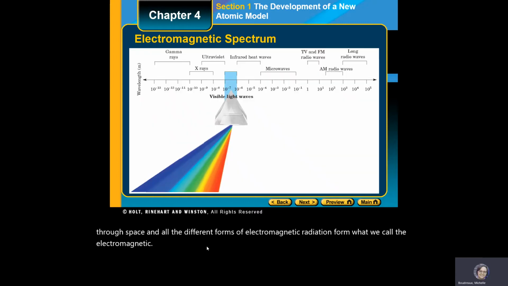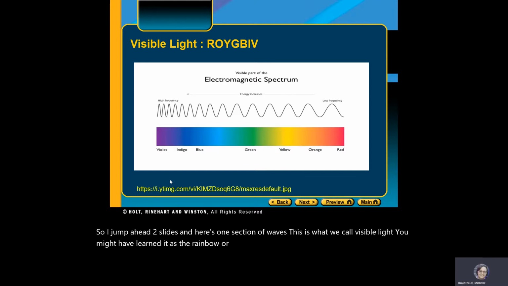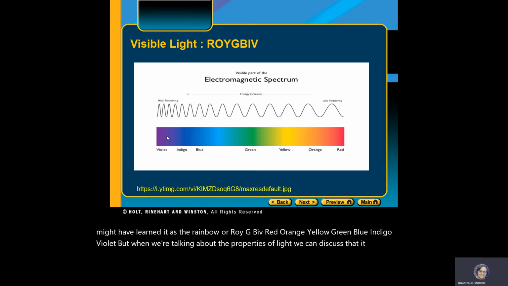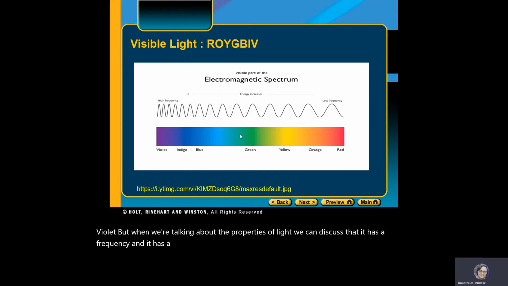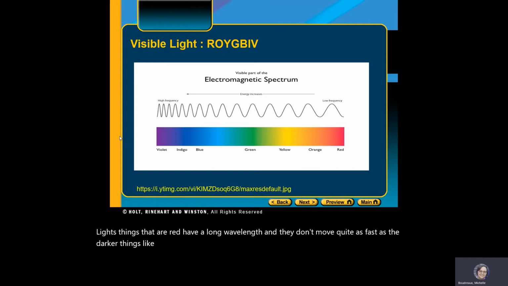So I jump ahead 2 slides, and here's one section of waves. This is what we call visible light. You might have learned it as the rainbow or Roy G. Biv: red, orange, yellow, green, blue, indigo, violet. When we're talking about the properties of light, we can discuss that it has a frequency and a wavelength. The longest wavelength are the red lights. Things that are red have a long wavelength and they don't move quite as fast as the darker things like violet, which has a very high frequency and a very short wavelength.